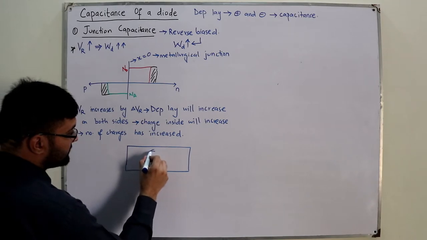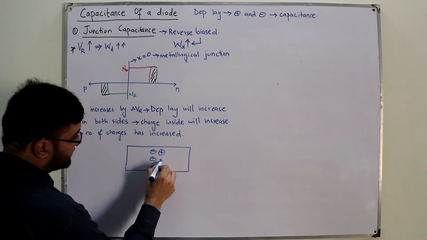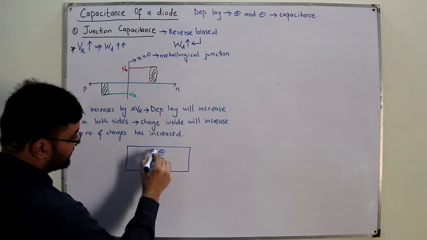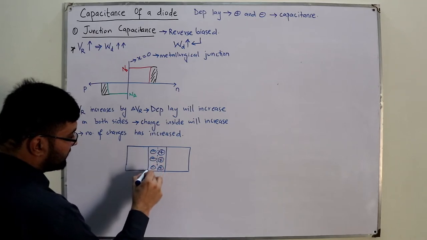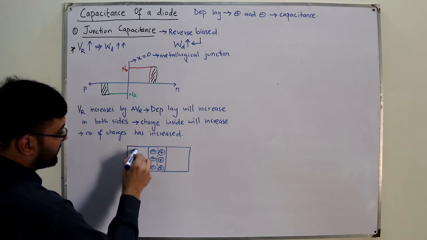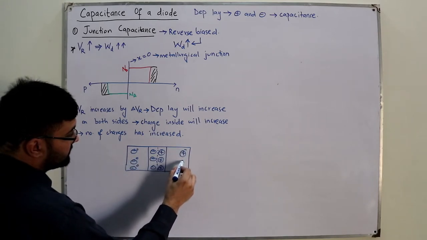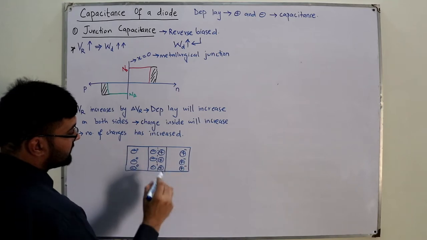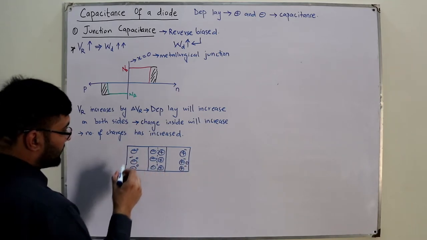So if this is your previous depletion layer, this is your junction. Fine. Now what happens is, with a hole over here, we have an electron, positive charges, and of course you can draw a hole over here, draw an electron over here.